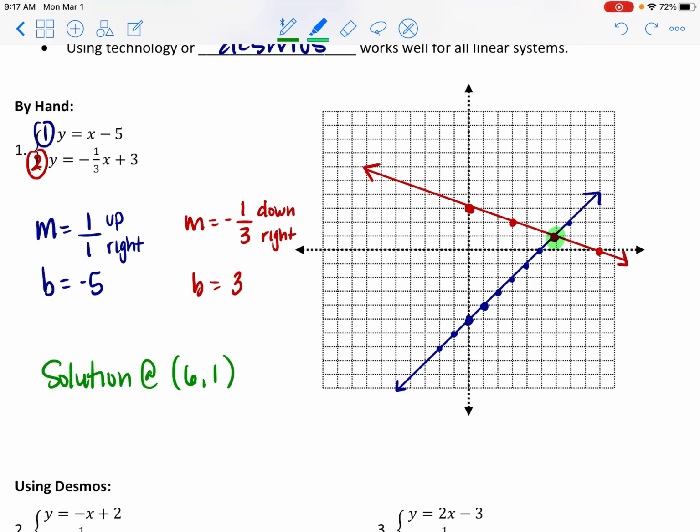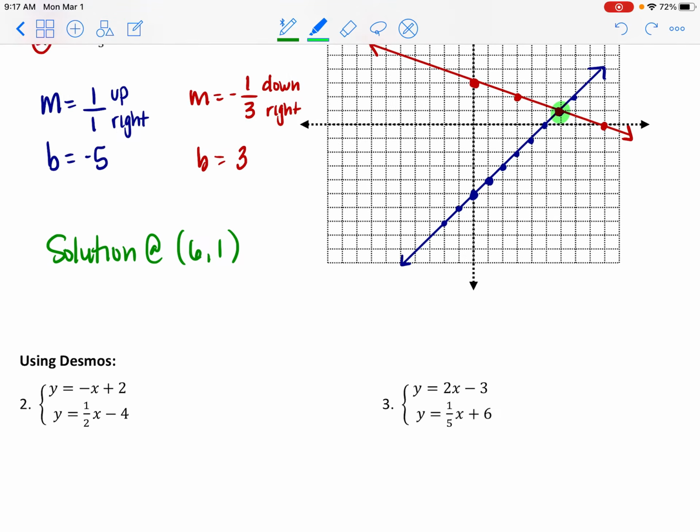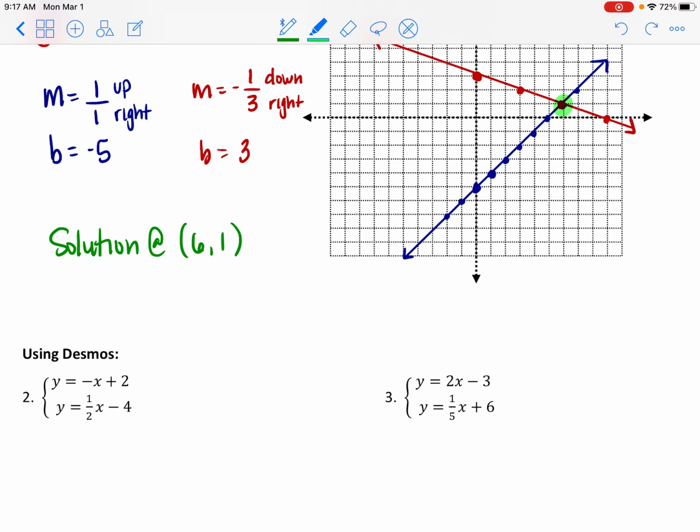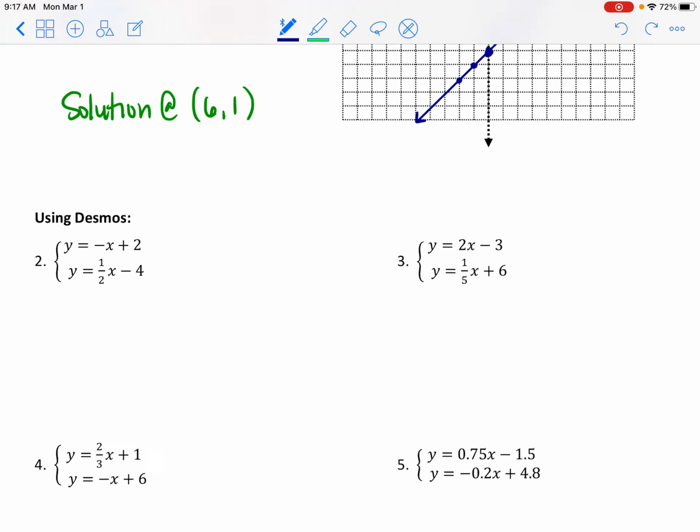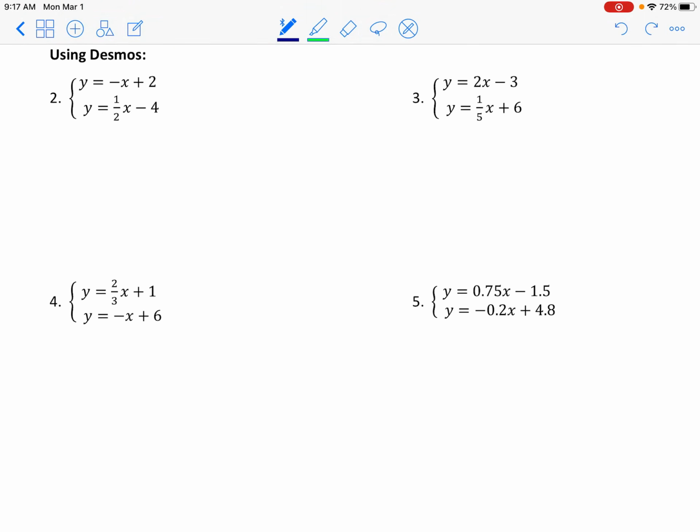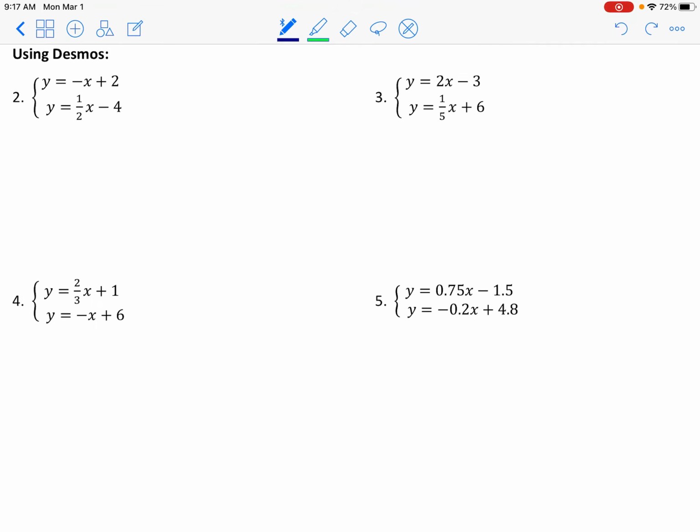Now, again, I picked this system to work out with a very nice solution, but it doesn't always happen that way. And to be honest, sometimes graphing by hand, we get a little sloppy with it, and not all solutions are going to be precise. So if we could rely on technology to get us precise solutions, I say we do it. So let's practice using Desmos so we can see how easy this is.